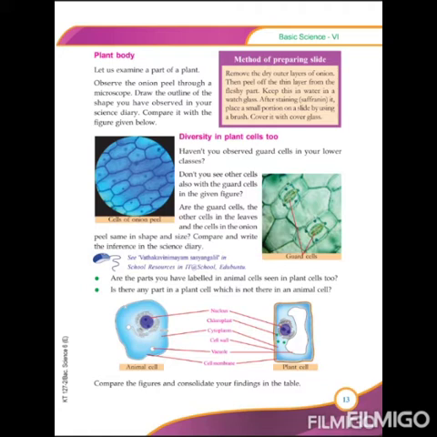Method of preparing slide. Remove the dry outer layers of onion. Then peel off the thin layer from the fleshy part. Keep this in water in a watch glass. After staining in safranin solution, place a small portion on a slide by using a brush. Cover it with cover glass. So this is the method of preparing slide. Okay. Now let us see how to prepare this slide in the video.